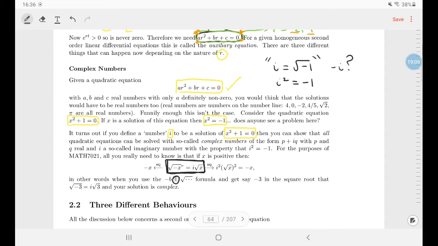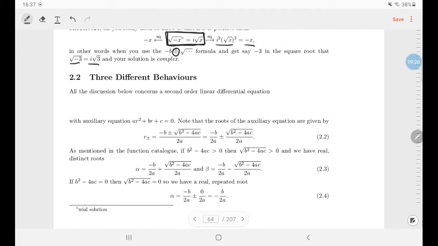Now, just to show that these are the same thing, we square the square root of -3, you get -3. And if you square the i√3, you end up in a roundabout way with -3 as well. So these are the same thing. Okay, so that's just a little note.